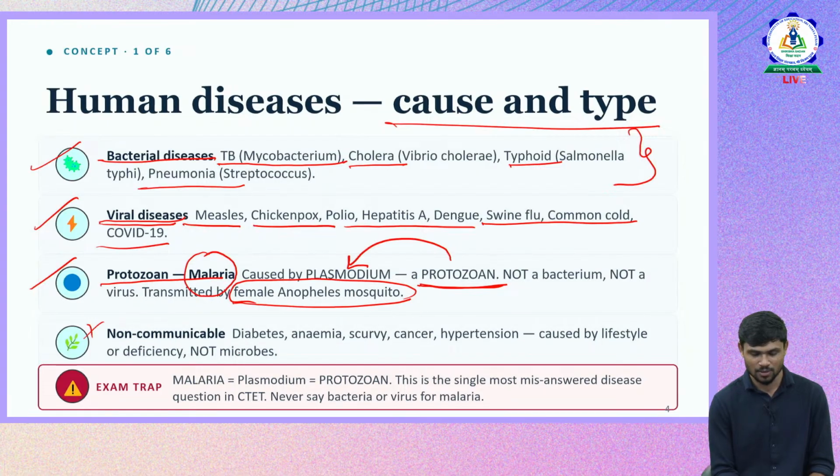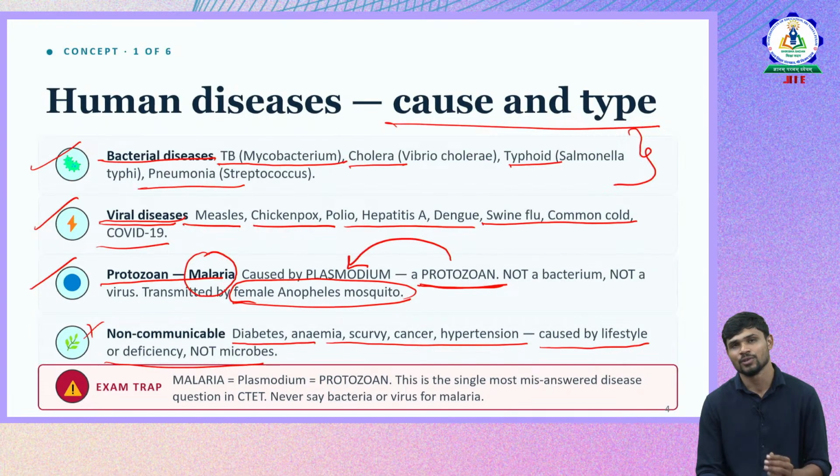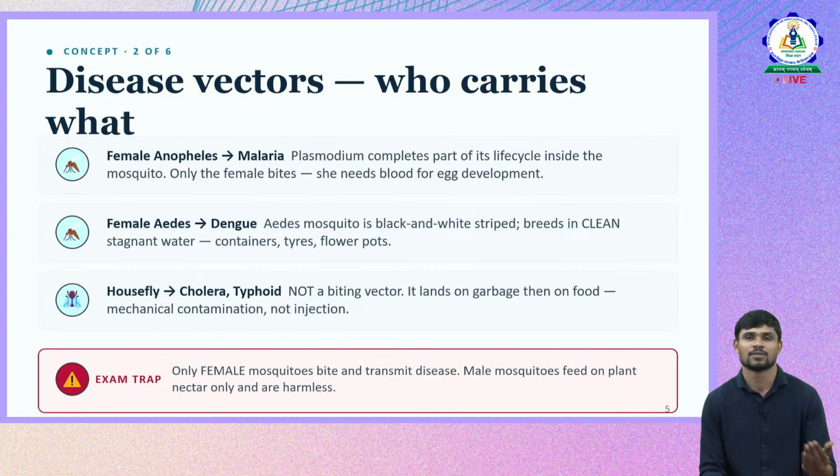Apart from these, non-communicable diseases are given here for your reference. You can see diabetes, anemia, scurvy, cancer, hypertension. All these are caused by lifestyle or deficiency of certain hormones, not microbes. Non-communicable diseases are caused by hormonal deficiencies and lifestyle disorders, not from microbes. Only communicable diseases are caused by microorganisms, and they spread from one person to another person.